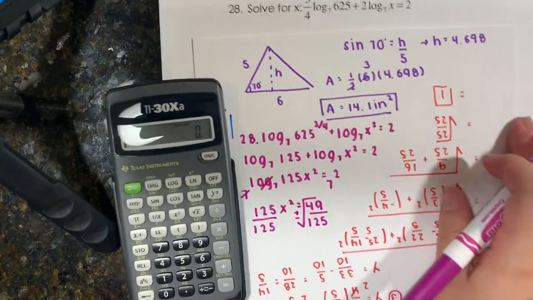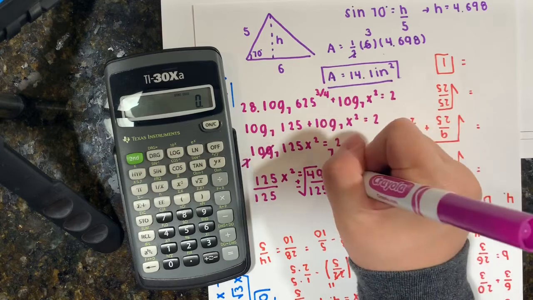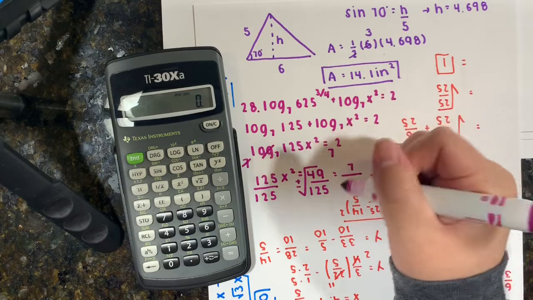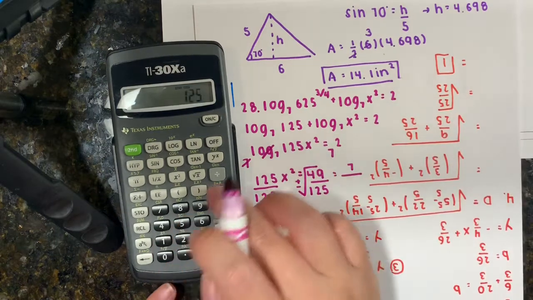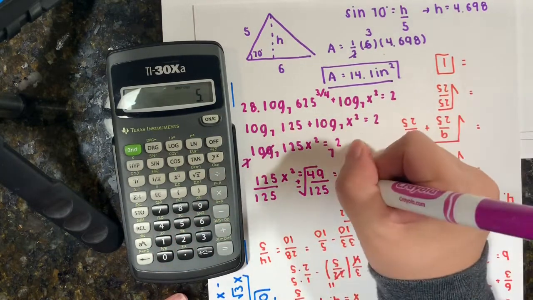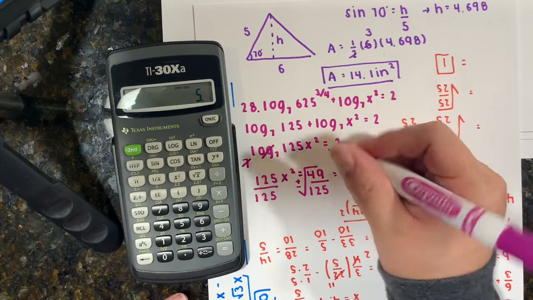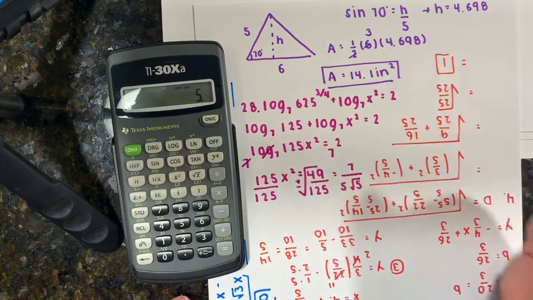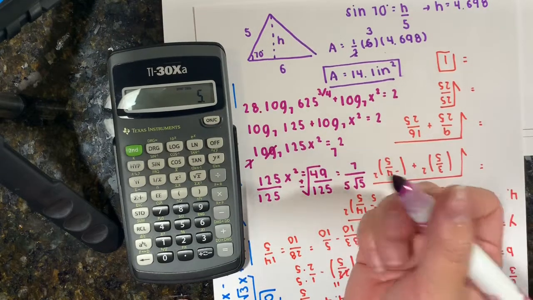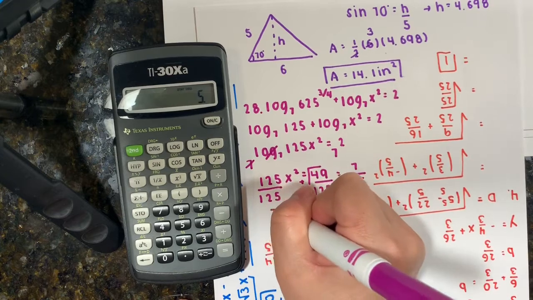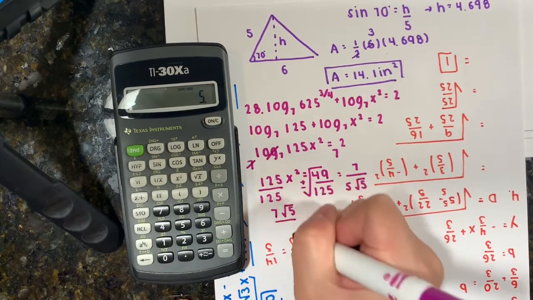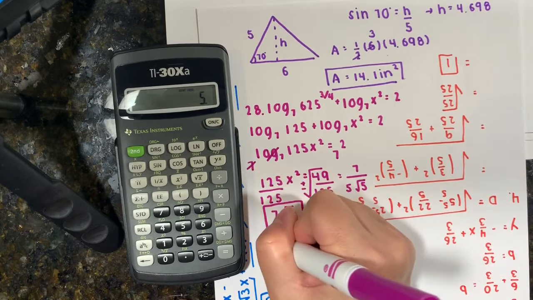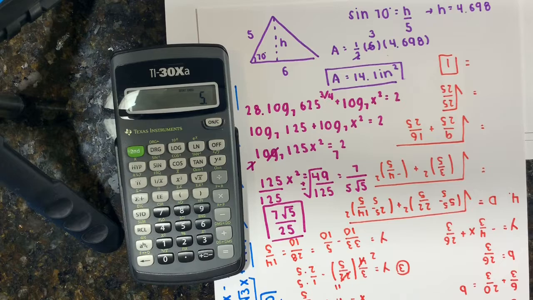which is not going to be nice for me, because that would be 7 over square root of 125, which would be 5√5. But we can't leave the square root of 5 in the denominator. So your answer would end up being 7√5 over 25. So don't forget to get rid of the square root that was in the denominator on that one.